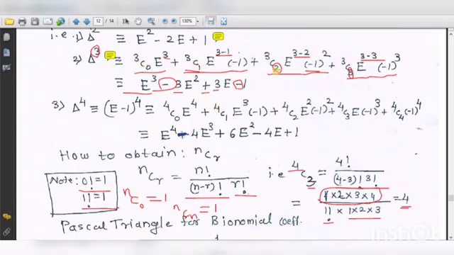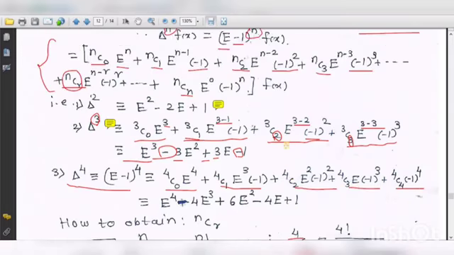I will also tell you how we obtain these binomial coefficients quickly. Here I have given one example of delta cube. Similarly, I have also given one example of delta raised to 4. Now here n equals 4, so the maximum number of terms will be 5. Look here: this is the first term, then second, third, fourth and fifth, so 5 terms will be there. We are just substituting n equals 4 in this binomial expansion formula and obtaining it like delta cube.